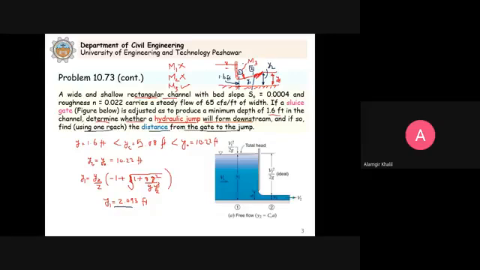So now it means we have to calculate the distance from the gate, which produces this 1.6 feet, to Y1, because after Y1 we have this hydraulic jump. So essentially we have to calculate this distance between section 1 and section 2. This distance, the location of the jump, delta x, we have to calculate.